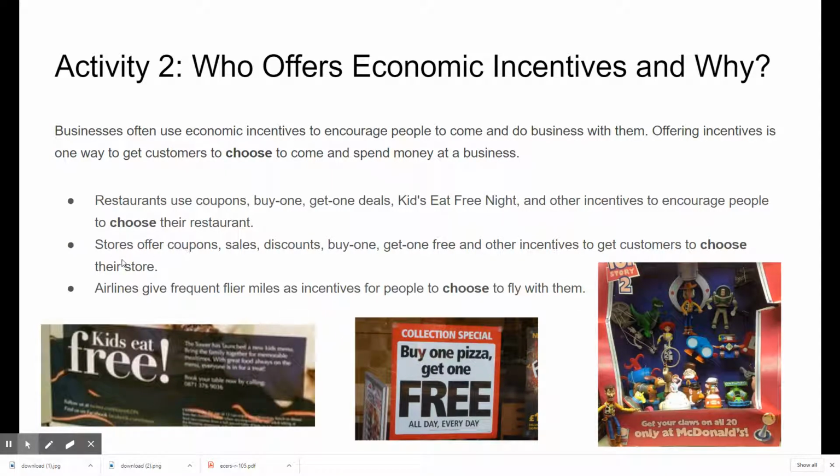Stores also offer coupons, sales, discounts, buy one get one free things, and other incentives to get customers to choose their store to spend their money. And if you fly on an airplane, airlines give frequent flyer miles as incentives for people to choose to fly with them.